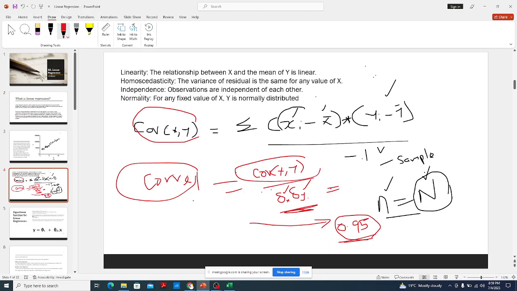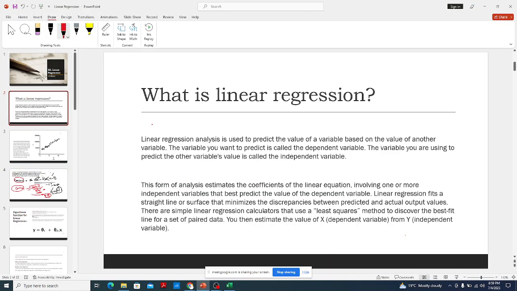Okay, good. I hope my screen is visible, right?